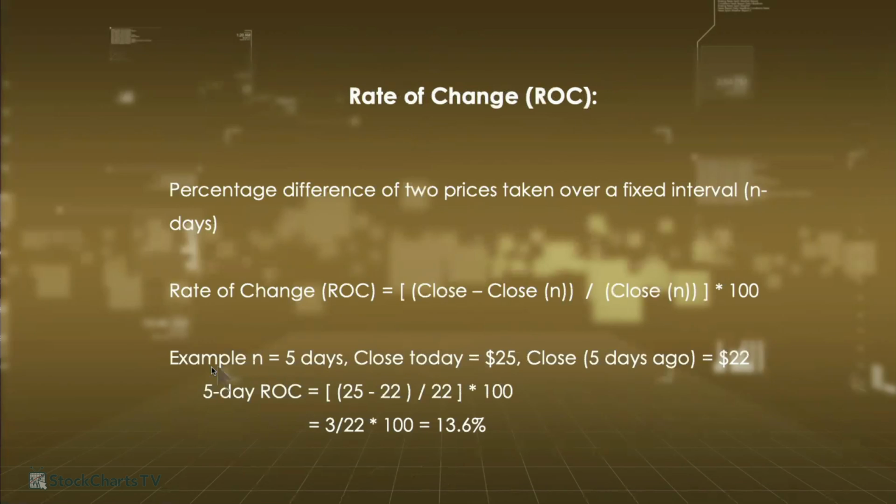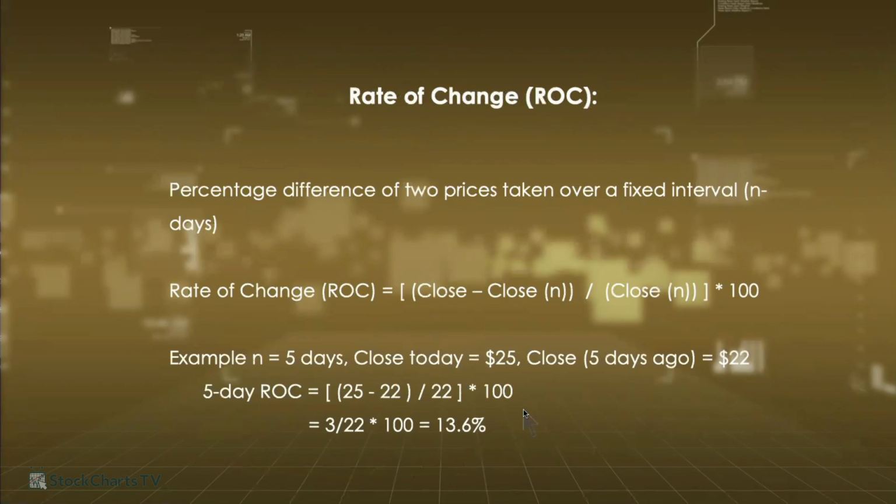So let's find the 5-day rate of change. 25 minus 22, that's going to be your 3, and then divide it by the close N days ago, or in this case, 5 days ago. So we'll divide by 22 and we multiply by 100. And so our 5-day rate of change was 13.6%.